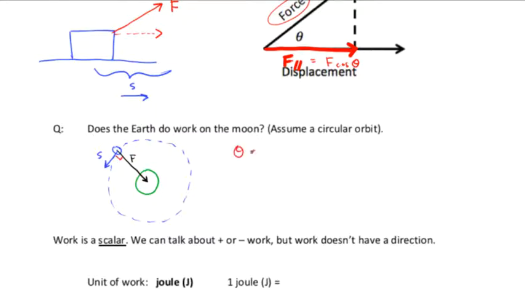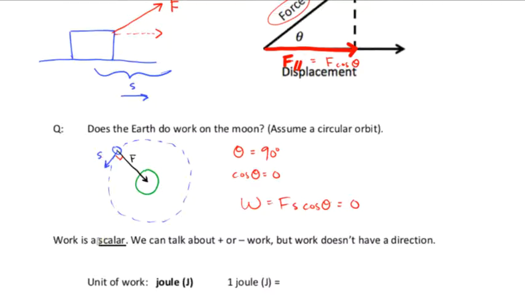In other words, theta is equal to 90 degrees, and cos theta in this case is therefore equal to 0. So work, which is Fs cos theta, is going to be equal to 0. The Earth is not doing any work on the moon because the force that the Earth exerts is always perpendicular to the displacement that the moon is experiencing.